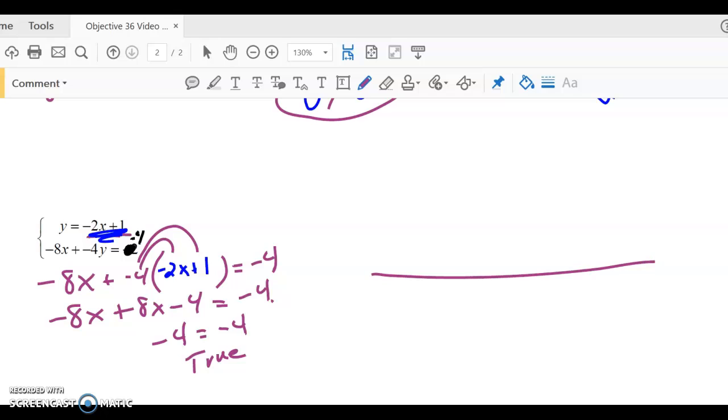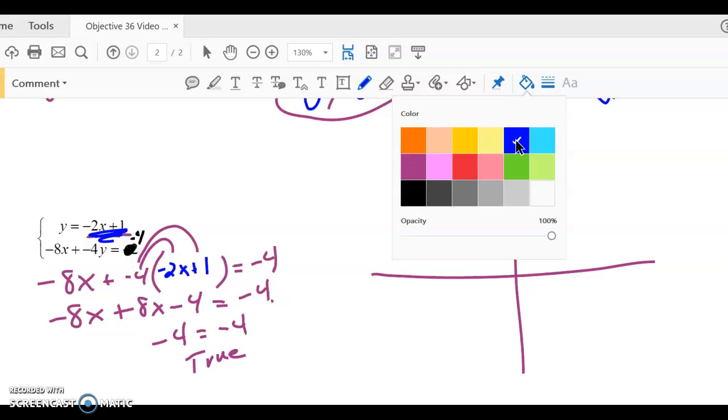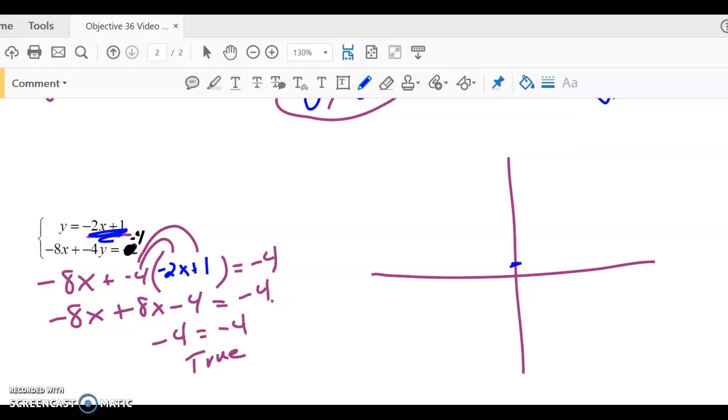Well, if you graph these lines, negative 2x plus 1, so you go up to 1, go down 2, right 1, so you have a y-intercept of 1 and a slope of negative 2. Well, negative 8x minus 4y equals negative 4. If you graph that line, if you isolate it, it's going to be the exact same line. It's basically going to lay on top of this line.